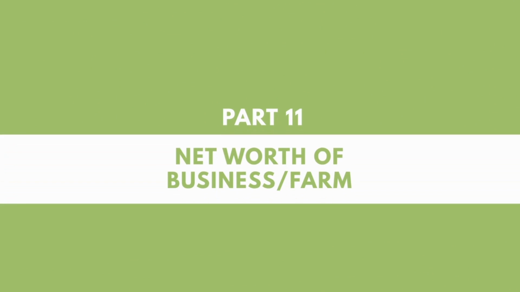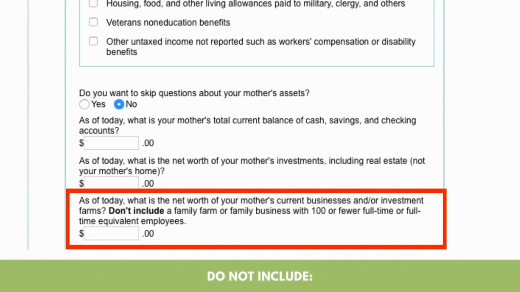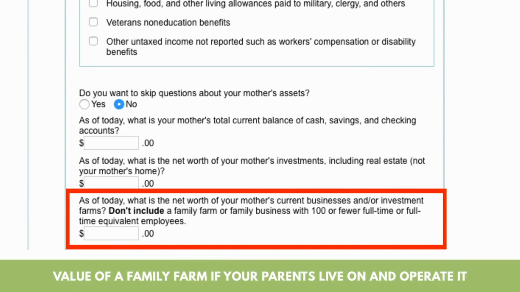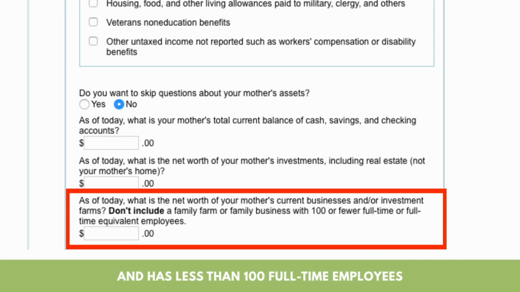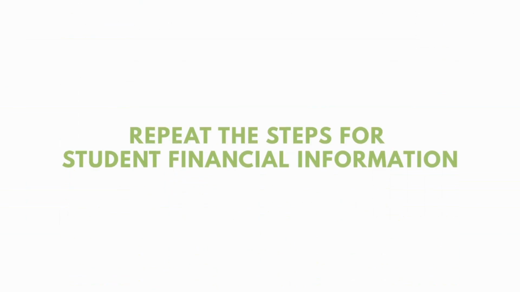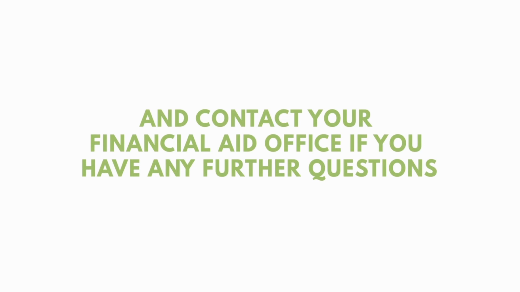Part 11. Net worth of business or farm. Report the net worth of your parents' business or farm. Do not include the value of a family farm if your parents live on and operate it, or the value of a business if it's owned and controlled by your parents and has less than 100 full-time employees. Repeat the steps for student financial information and contact your financial aid office if you have any further questions.